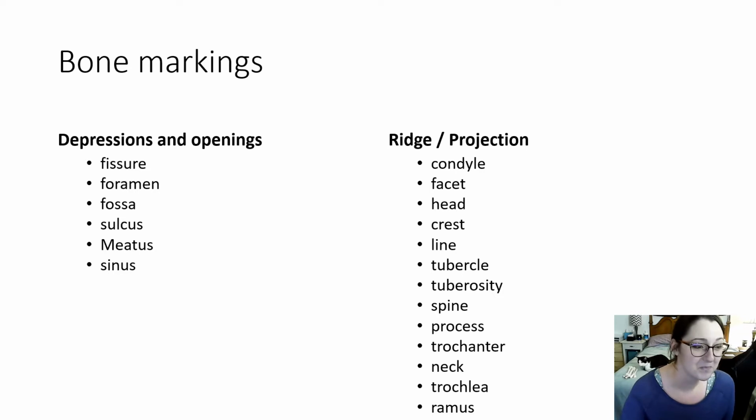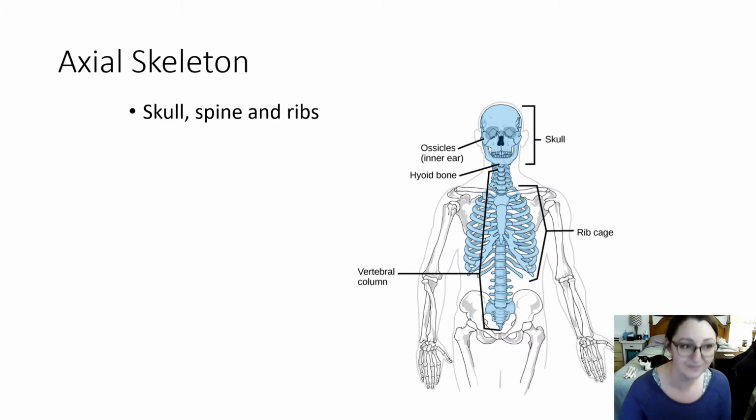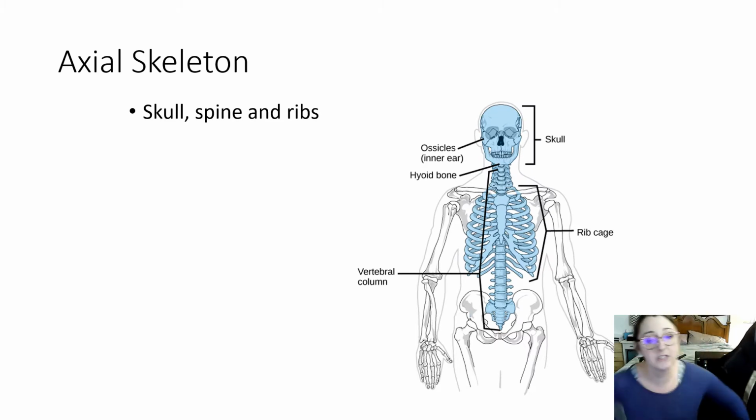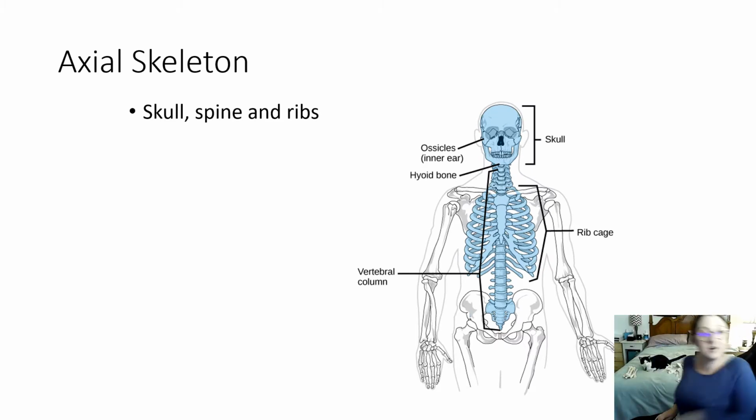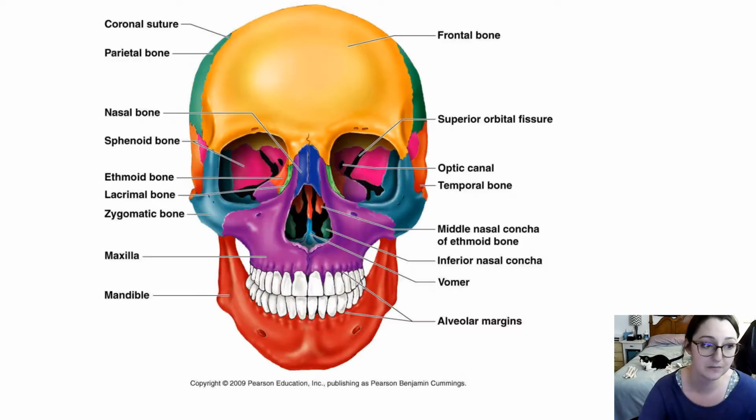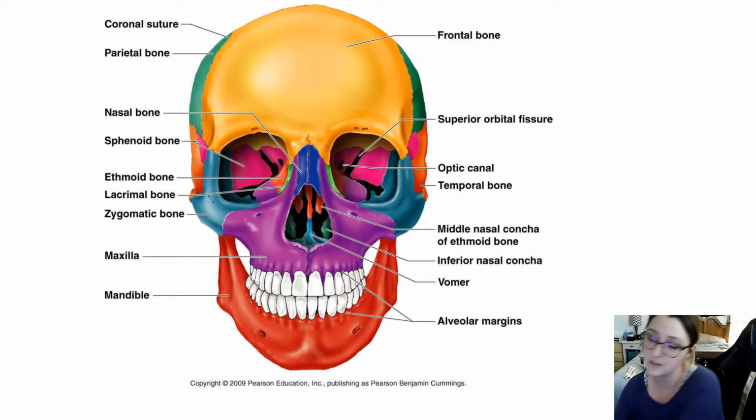But you have various terms that are going to mean depressions and openings, as well as potentially ridges and projections. To start with, we are going to look at the axial skeleton. This is going to include the skull, spine, and ribs, so it's that central axis that we are going to look at first. First, we are going to look at the skull.